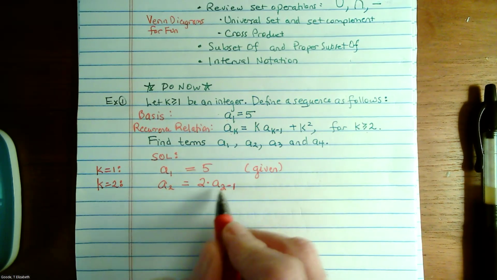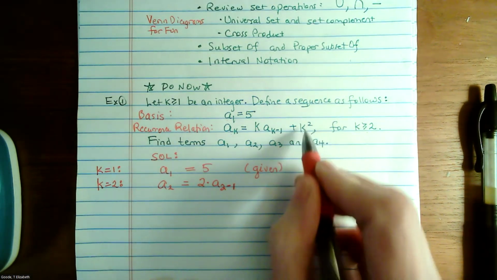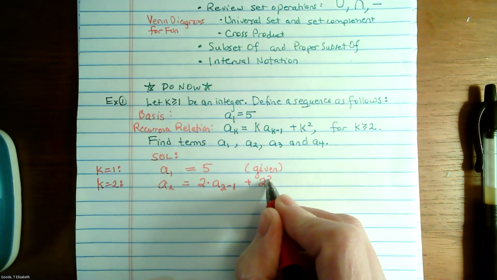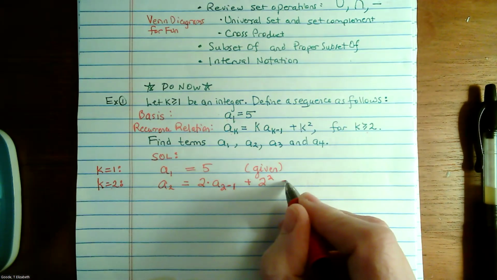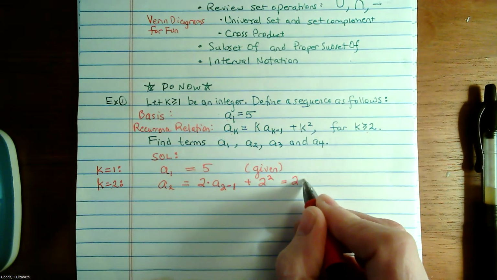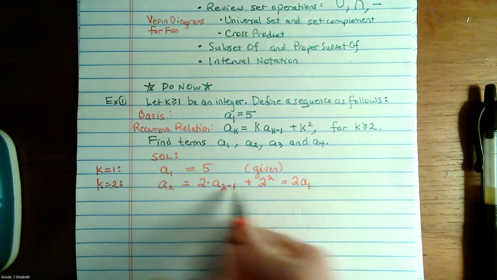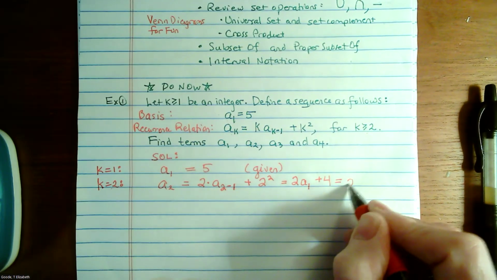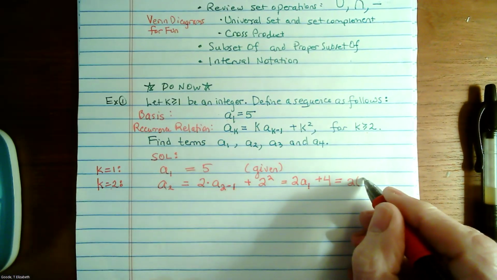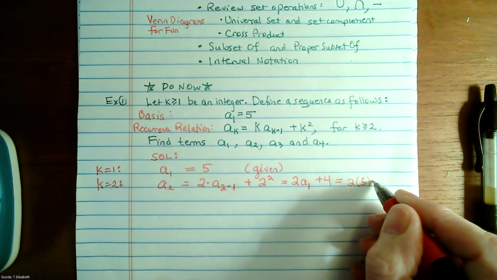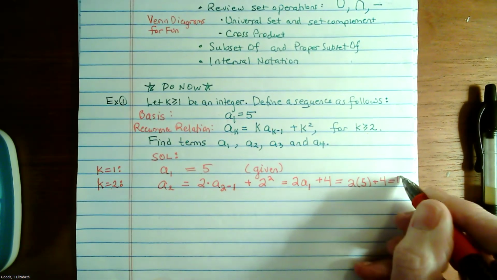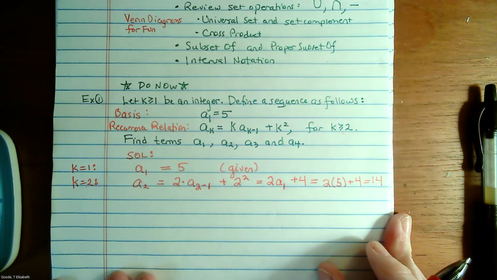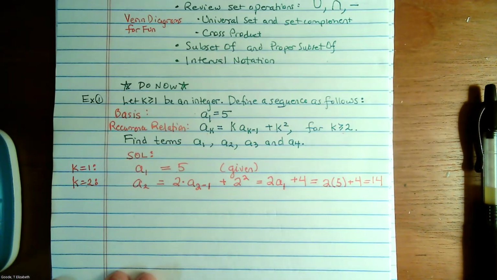Of course, that's going to be the prior term. It'll be a sub 1. But the formula also says, go ahead and add k squared, which of course is 2 squared when k is 2. So we're looking for 2 times a sub 1, because 2 minus 1, of course, is 1, plus 4. And let's see, 2 times a sub 1, well, a sub 1 was given to us, it's 5, plus 4 is certainly 14. Good. Everybody see that? Any questions?